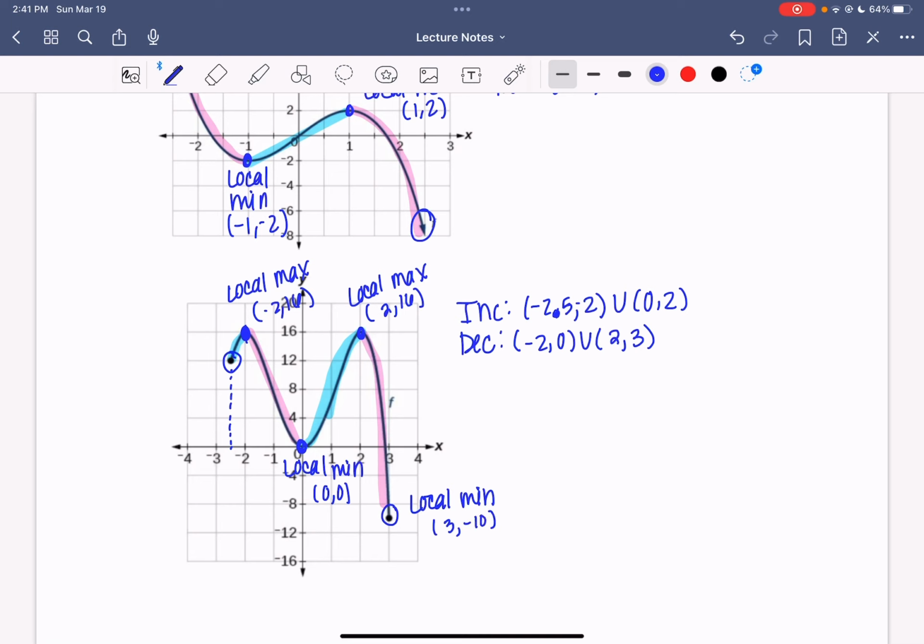Once you identify all your minimums and maximums, on this closed interval you could come back in and say, okay, where are my absolutes? Well, this has an absolute minimum at 3, negative 10. So it can be called a local, very generic minimum, but it's also the absolute minimum of the entire graph. And because this has two values up here, this has no absolute max. So I just want to show you the differences between the open intervals with the arrows and the closed intervals.